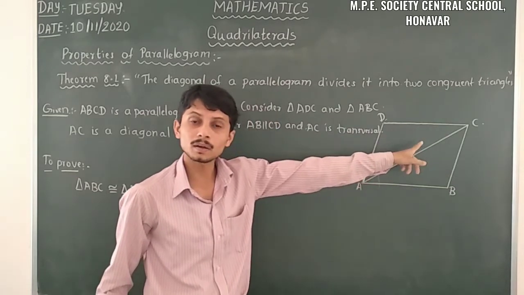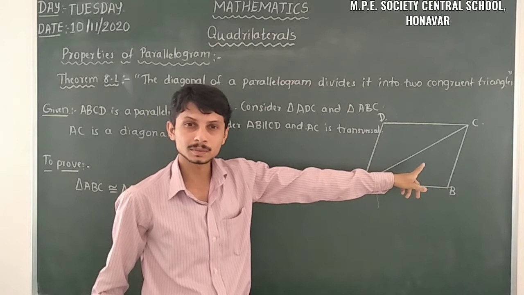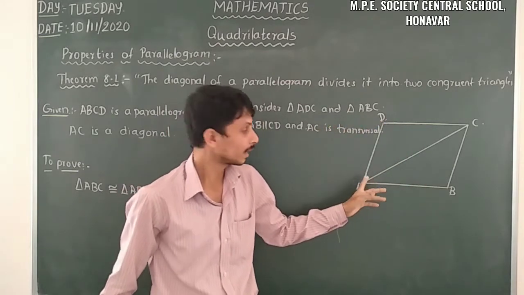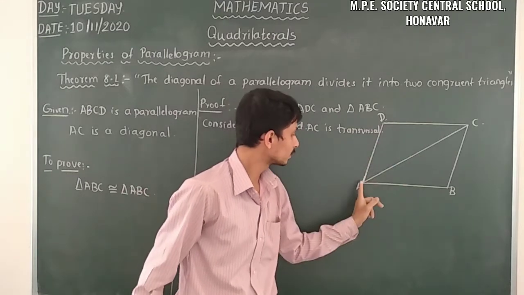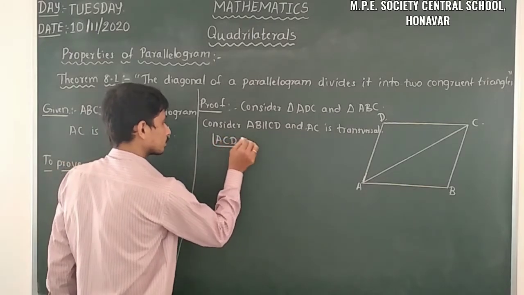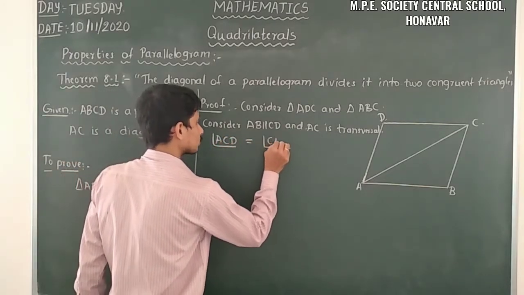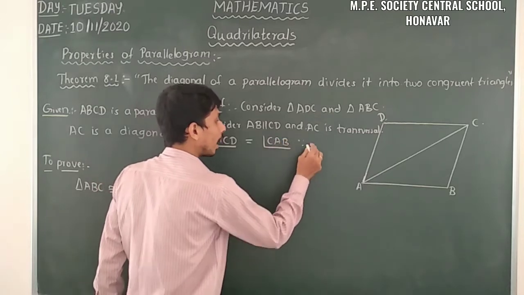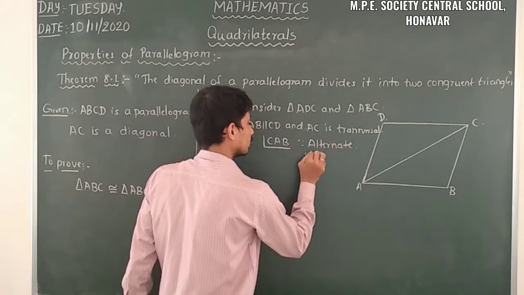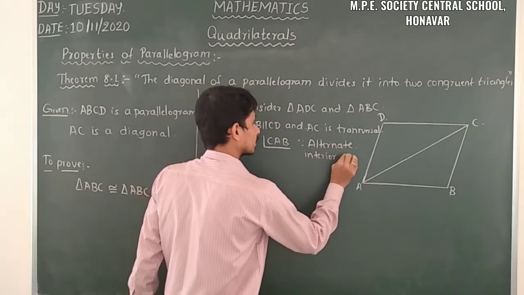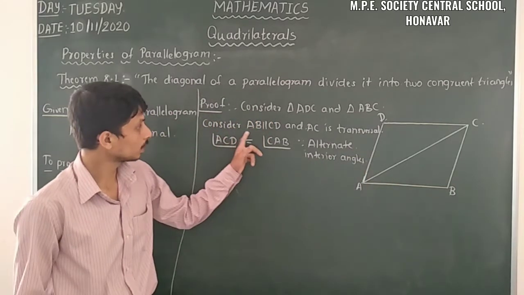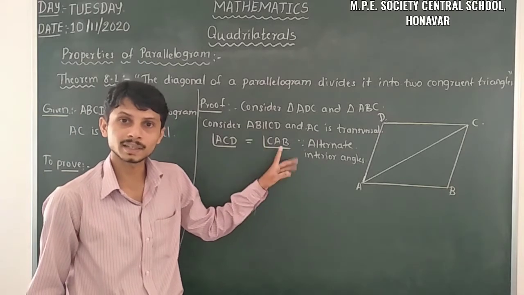Here one pair of alternate interior angles is possible, so those two are equal. What are those two? Those alternate interior angles are ACD and CAB. Angle ACD is equal to angle CAB. Those two are alternate interior angles. Yes, so one pair of parallel sides is completed.